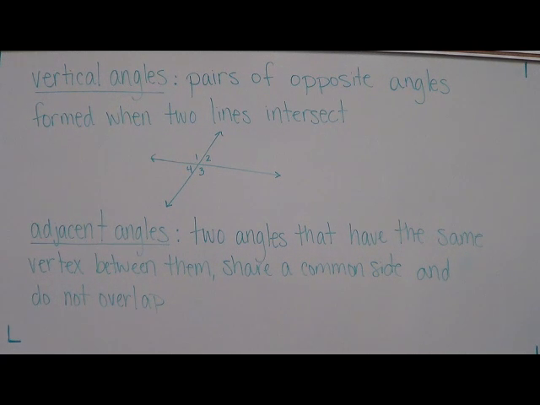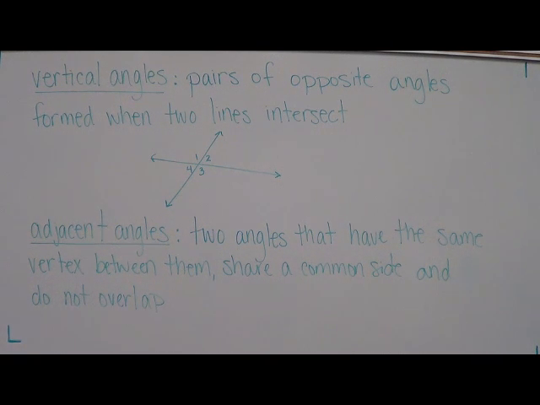So first off, I want to start by talking about vertical angles. I'm not sure if you've heard of these or not. I'm guessing you maybe have. But they are pairs of opposite angles formed when two lines intersect. So I've given you an example of when two lines are intersecting, and I've labeled the angles 1, 2, 3, and 4. Those aren't angle measures, those are actual labels of the angles. I've just named them 1, 2, 3, and 4.